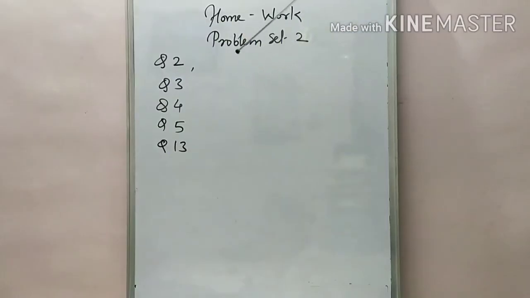So these are the examples of problem set 2. The first question, select the correct alternative, you solve in your textbook, and in your homework book try to solve these examples: question number 2, question number 3, question number 4, 5, and question number 13. Try them, students, in your homework book.